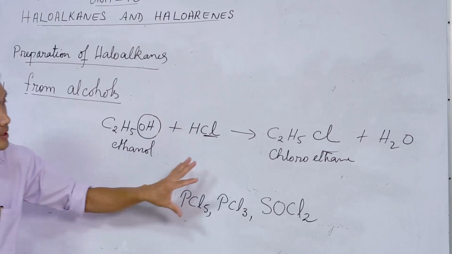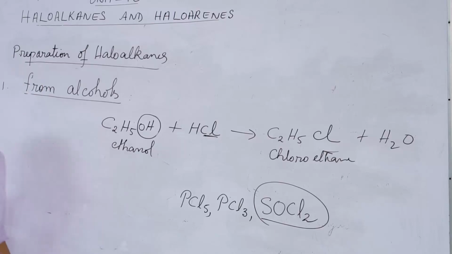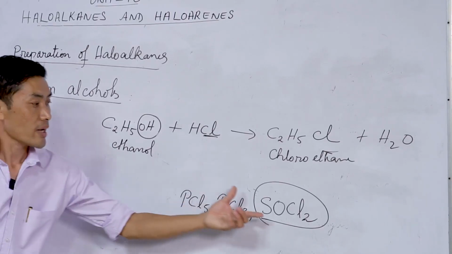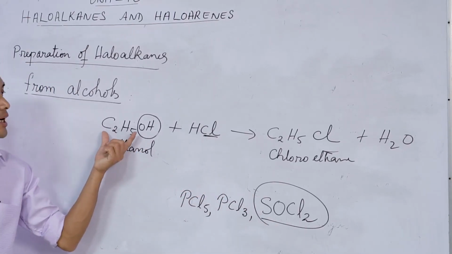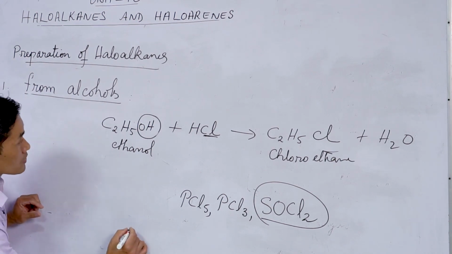But among all of these, thionyl chloride is usually preferred because when we use thionyl chloride to convert alcohols to haloalkanes, two byproducts obtained are in the form of gases which can be easily removed. Let us see how the reaction goes.